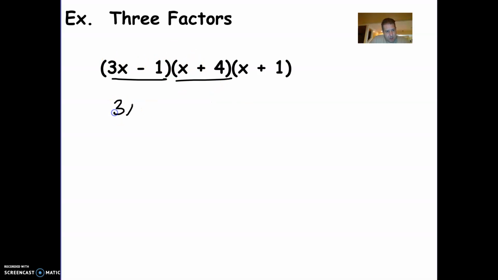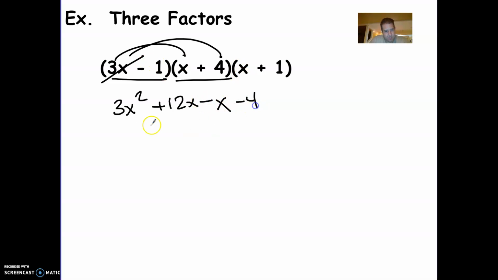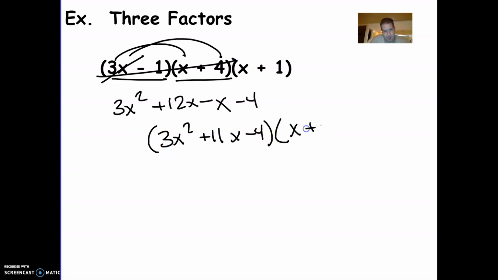3x times x is 3x squared. 3x times 4 is 12x. So I did this and this. That means I'm done with that. So negative 1 times x is negative x. Negative 1 times 4 is negative 4. This gives me 3x squared plus 11x minus 4. So now I've done all of this, which gave me this. Bring this down and do multiplication again.